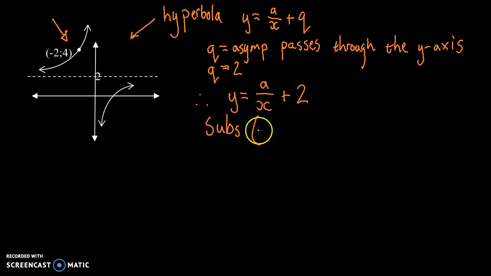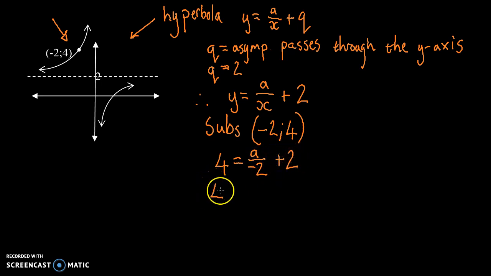Remember, you must always tell your marker what you're doing. You mustn't expect them to just read your mind. You have to tell them that you're substituting that coordinate in. And now let's solve for a by taking 2 across. It's still going to be a over -2. So that's going to be 2 equals a over -2.